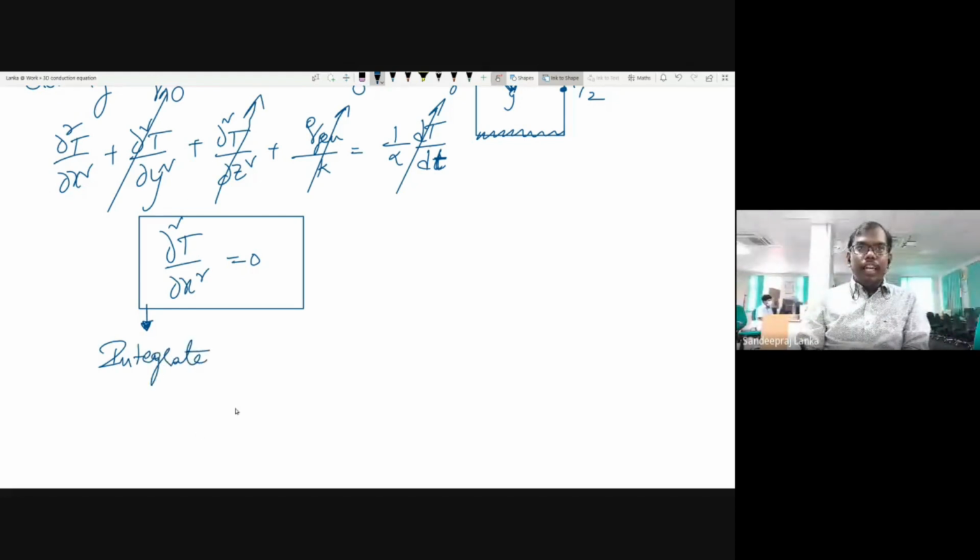When I integrate that, what I get is dou T by dou x is equal to C1. Basically, when I differentiate this one, I will get this. That's why when I integrate this one, I will get this. So it is a reversal: differentiation, you get this; integration, you get this.